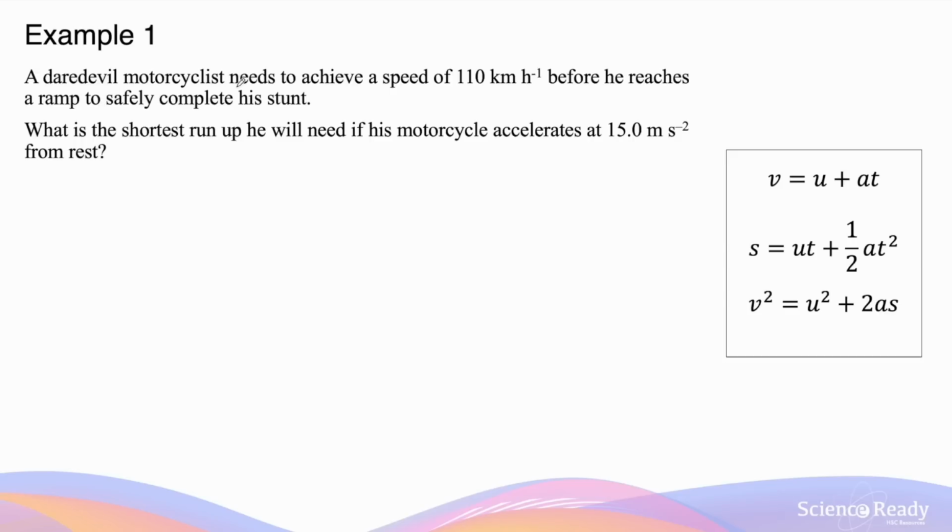A daredevil motorcyclist needs to achieve a speed of 110 km per hour before he reaches the ramp to safely complete the stunts. What is the shortest run-up he will need if the motorcycle accelerates uniformly at 15 meters per second squared from rest?